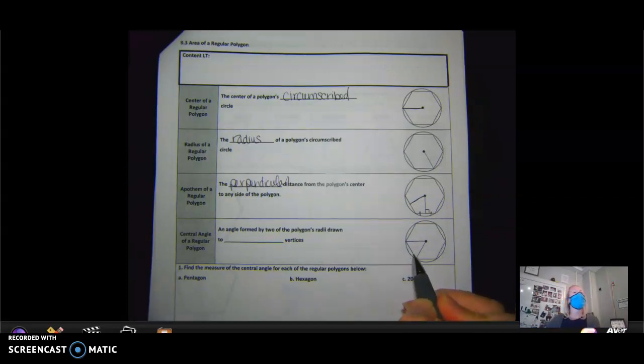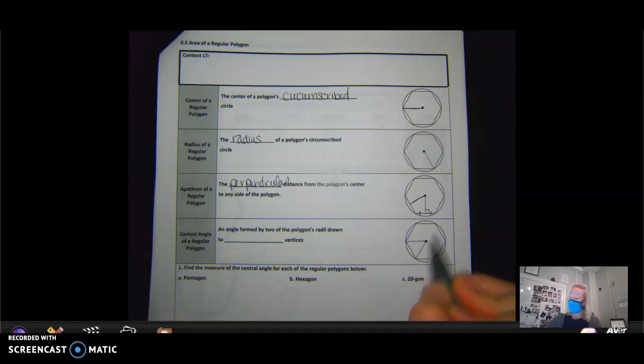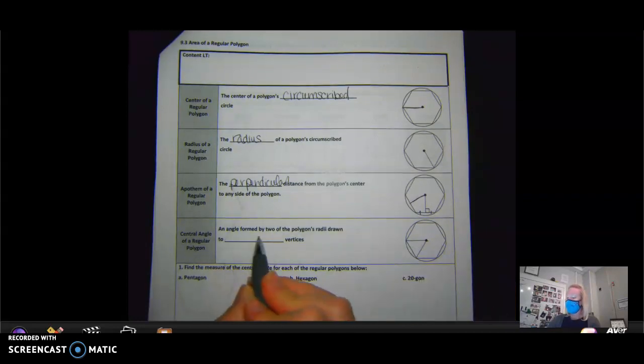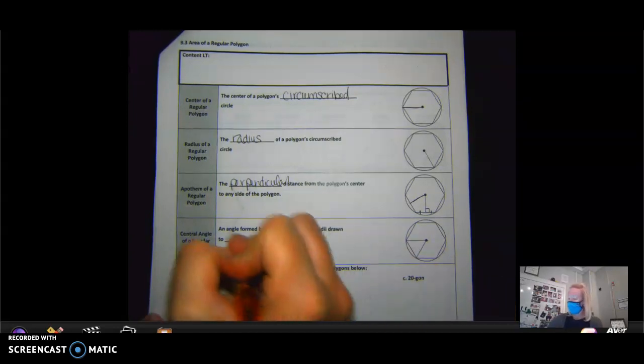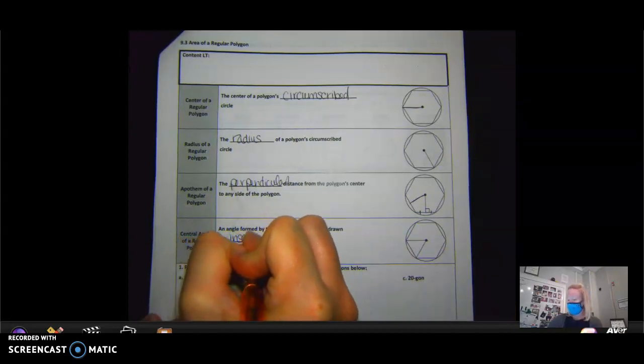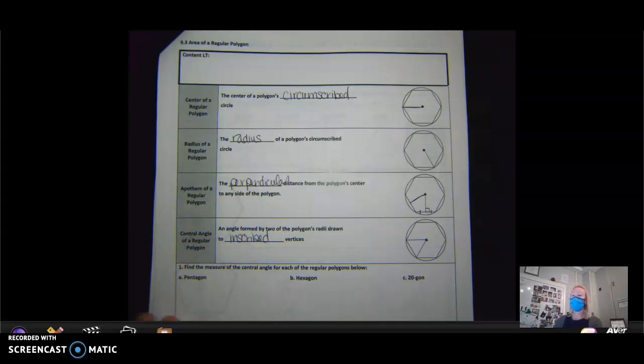So we talked about central angles with circles, right? It's the angle that goes from the center of the circle to the sides of the circle, the radius, correct? Okay. So we have central angles of regular polygons also. So it's the angle formed by two polygon radii drawn to the inscribed vertices.